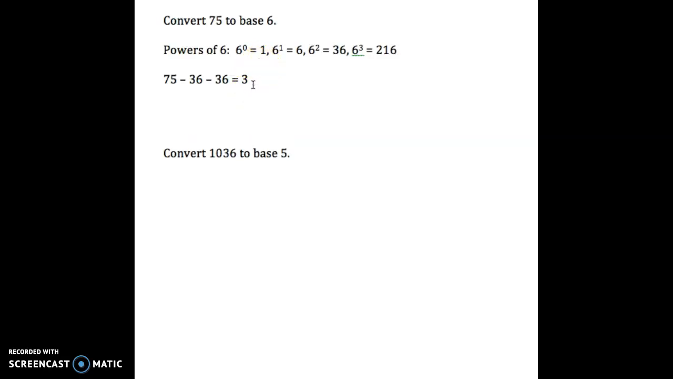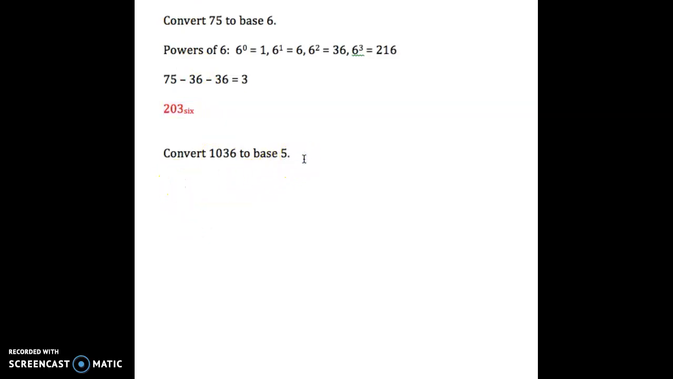So my number in base 6, I have 2 36s, 2 times 6 to the second power. I have no 6s because 3 was too small to subtract 6, and 3 1s. We want to make sure to note that that is base 6 and not base 10. So we did it. We just converted 75 into base 6. Let's look at the next one.